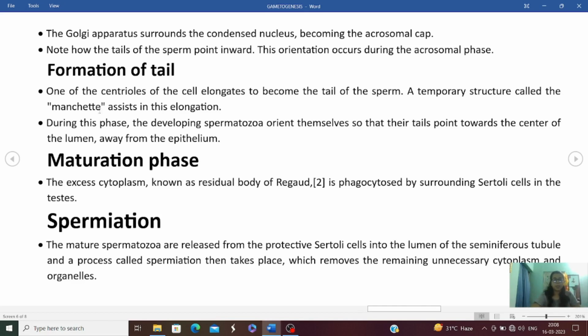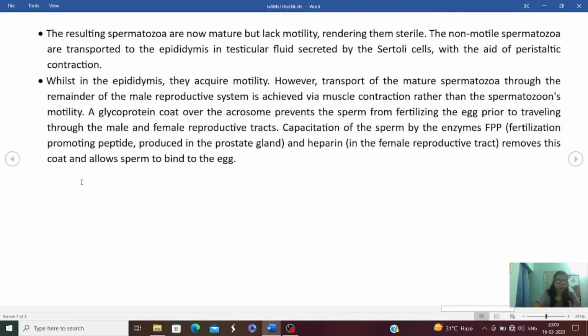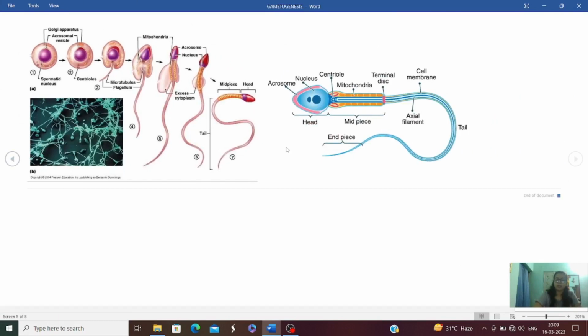Then the maturation phase, in which the excess cytoplasm is removed, and Sertoli cells are present. Then spermiation, in which the mature spermatozoa are released by the protective Sertoli cells into the lumen of the seminiferous tubule. In this spermiation phase, basically the unnecessary cytoplasm is removed, and the full structure of the sperm is formed.